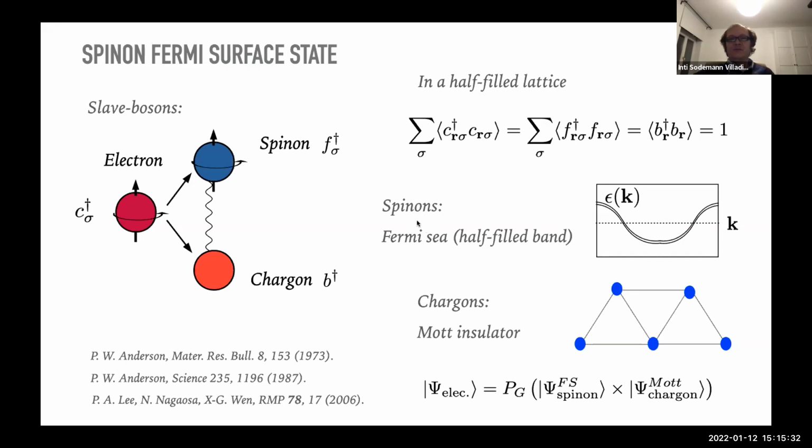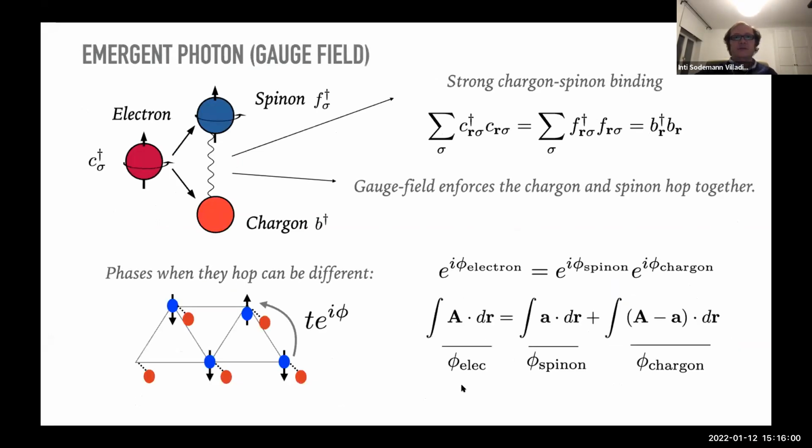And so the spinon Fermi surface state is basically this state in which the spinons are forming this Fermi liquid. The mean field state is basically a Fermi sea of these spinons times a Mott insulator for the chargons times some Gutzwiller projection that basically eliminates out of this mean field state all the states that are violating this constraint. And so that will give you some idea of the physical wave function for this spinon Fermi surface state.